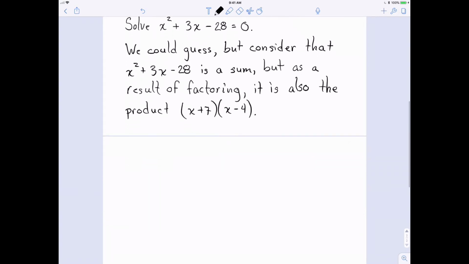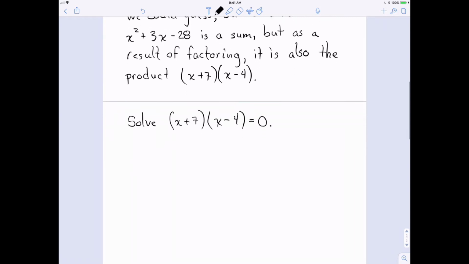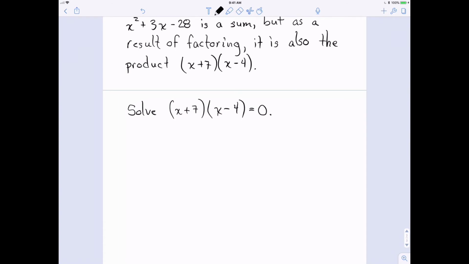Now, why is that? Why would we want to do that? Well, let's take a look. Let's rewrite the problem now and write it as solve. Instead of what we initially had, let's change the x squared plus 3x minus 28 to x plus 7 times x minus 4 equals 0. Now, why would we do that? Let me just show you the main reason why. This may seem simple, but let's call this intuition.